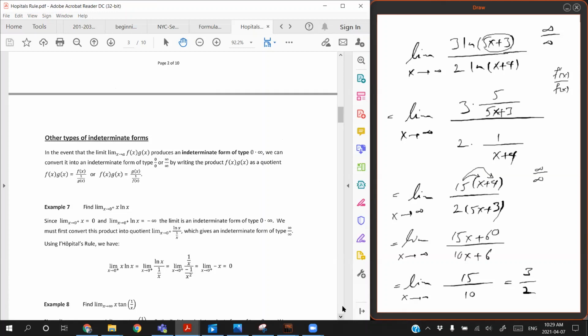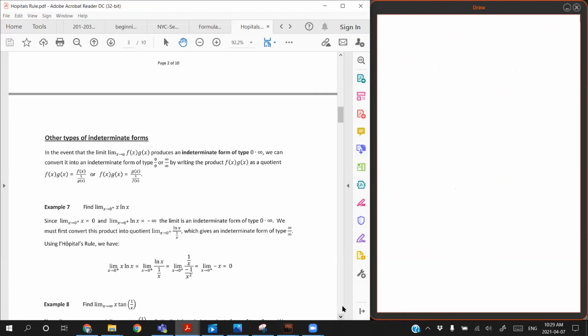Okay. Now, we have seen enough examples of infinity over infinity and 0 over 0. Now let's see what happens with the other indeterminate forms, 0 times infinity or infinity minus infinity. So if you're dealing with the limit of this form, f of x times g of x, as x approaches whatever, then it's possible that one of these two functions approaches 0 and the other one approaches infinity. And then you'll get 0 times infinity. So what do we do in these cases?